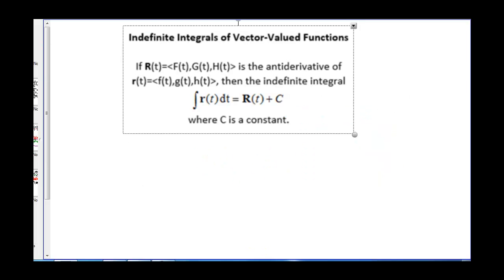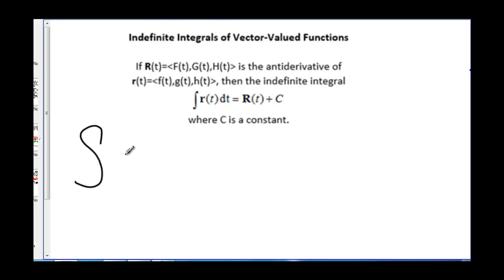lowercase r. So looking at indefinite integrals of vector-valued functions, if capital R of t equals capital F of t, G of t, H of t, then the antiderivative of lowercase r of t equals the vector lowercase f of t, g of t, h of t. Then the indefinite integral of vector r, lowercase r of t dt, equals capital R of t plus C, where C is a constant.